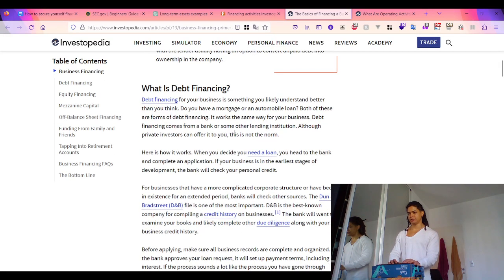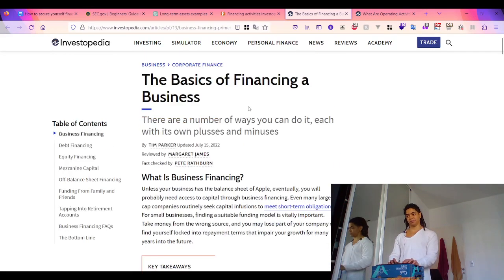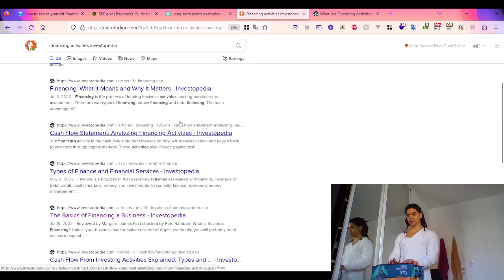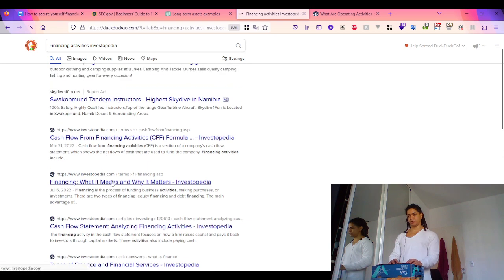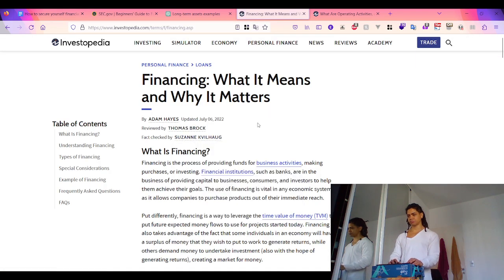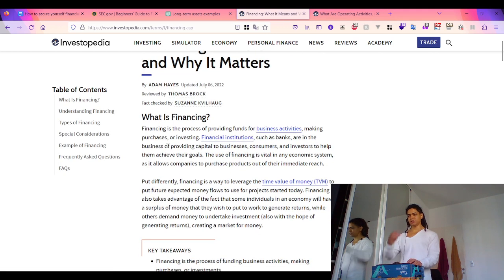What is debt financing? This is debt financing. It's different because this one is based on debt. Now, financing, what does it mean? Financing is the process of providing funds for business activity, making purchases, or investing. It's providing funds. Financial institutions such as banks are in the business of providing capital to businesses, consumers, and investors to help them achieve their goals.